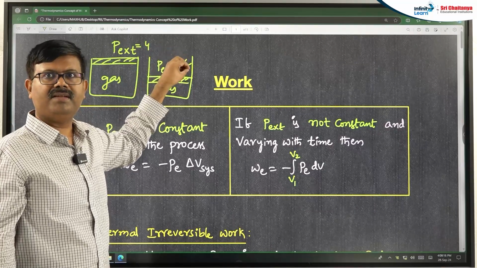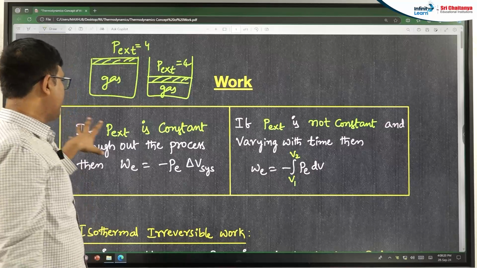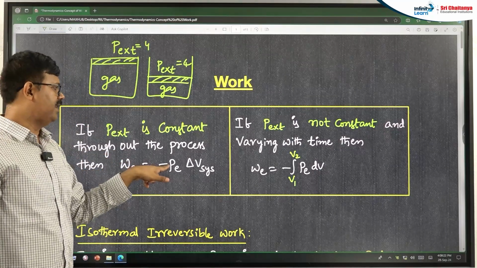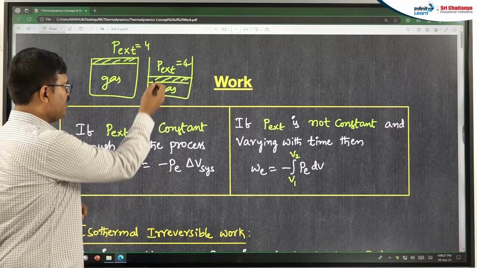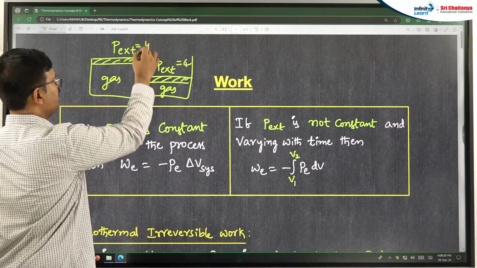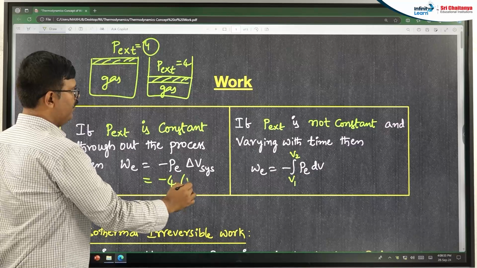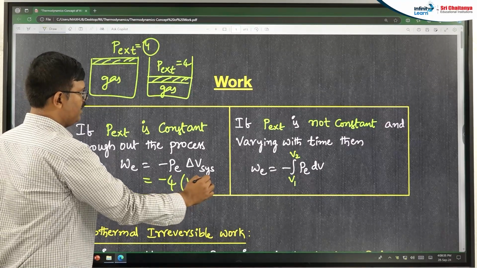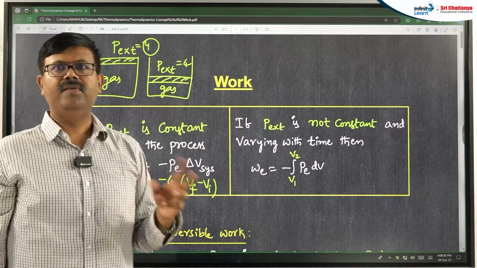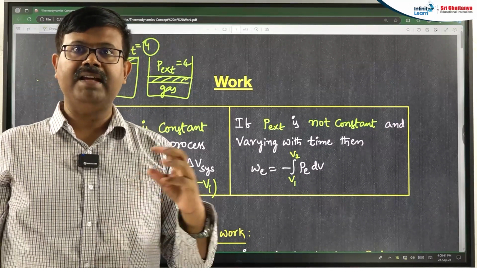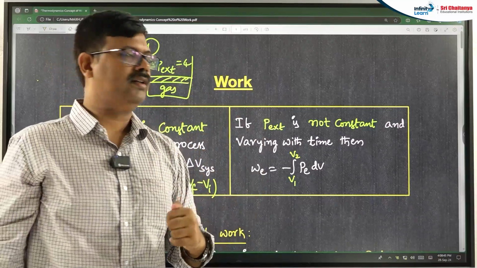Such processes are called irreversible processes. In such cases, the work done formula is minus P external into delta V. For example, here if we apply, what is the external pressure? 4. So, minus 4 into final volume minus initial volume, that is delta V. In this way we will calculate the work done in the irreversible process where external pressure is constant.